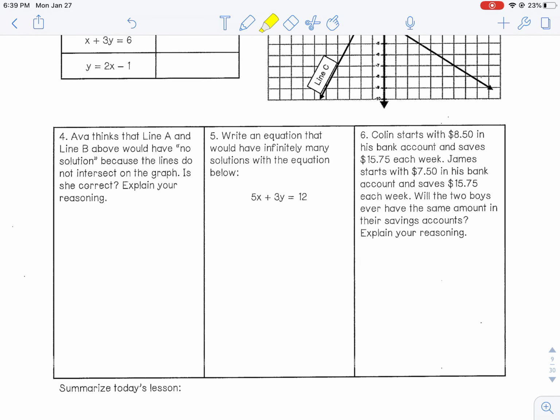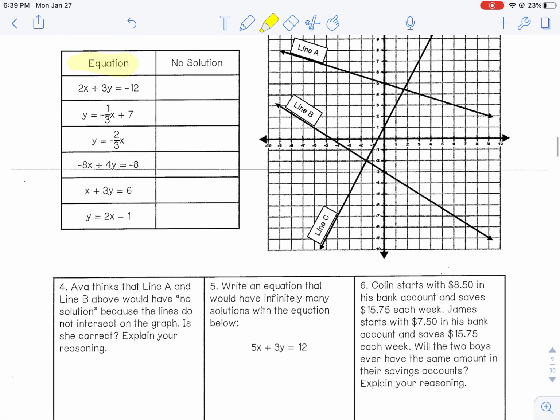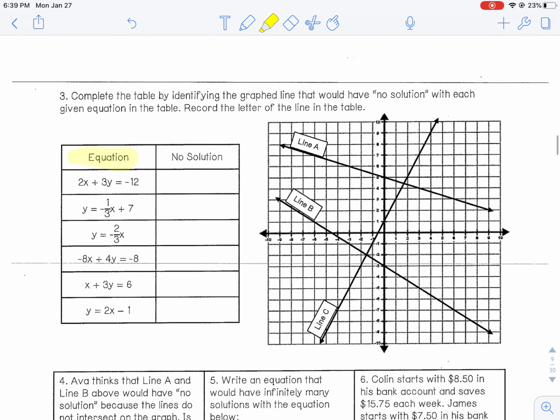Okay, so number 4, Ava thinks that line A and line B would have no solution because the lines do not intersect on the graph. Is she correct? So she's right in the fact that those lines do not intersect on the graph. But what would happen if the graph kept going? Or you could see where the lines kept going.